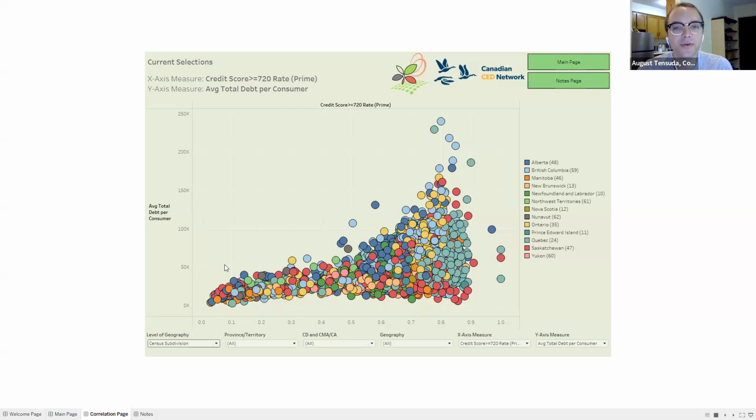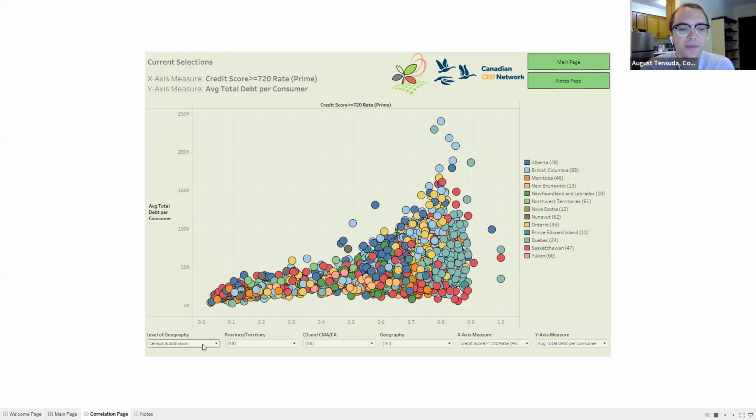So if you have a high credit score, then they're going to be more willing to loan you more money. So therefore, your average total debt per consumer is going to be higher. So this isn't super, I mean, it's interesting to see this correlation. But you kind of got to drill down if you want to do anything interesting, because right now we just have every census subdivision in Canada, which is just too many.